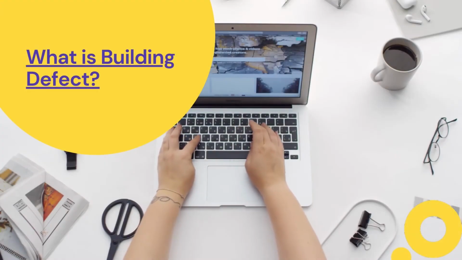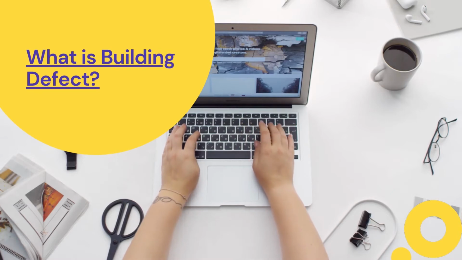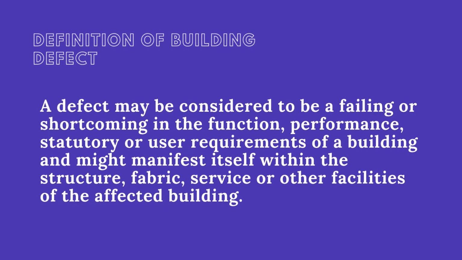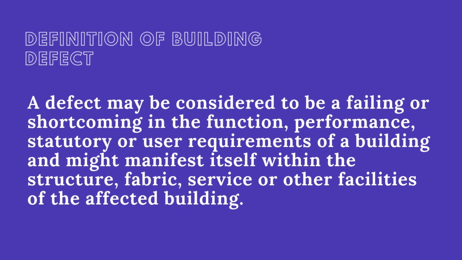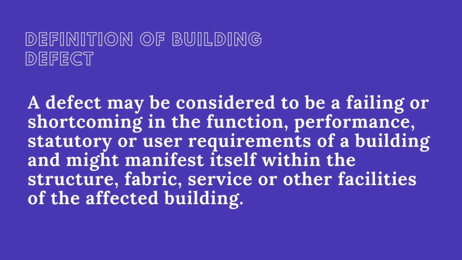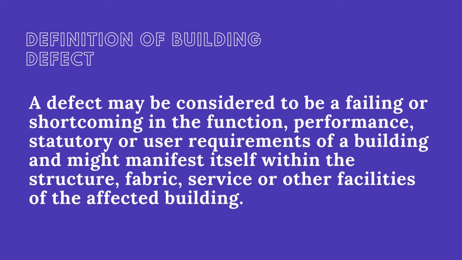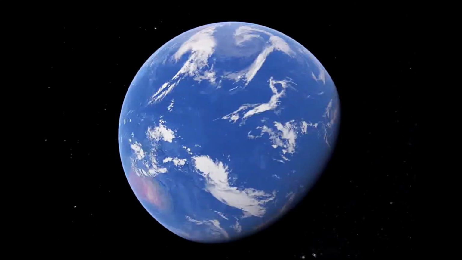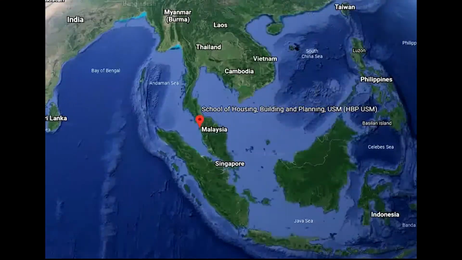What is a building defect? A defect may be considered to be a failing or shortcoming in the function, performance, sanitary, or the user requirement of a building, and it might manifest itself within the structure, fabrics, services, or other facilities of the affected building. For easier understanding, I'm going to show you guys some pictures of building defects of the building that I studied.